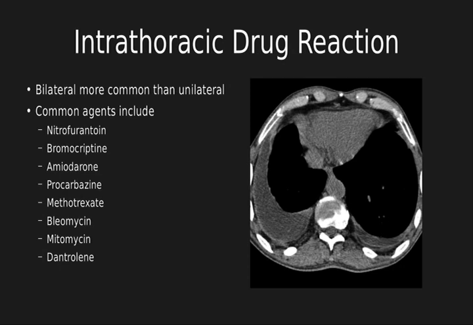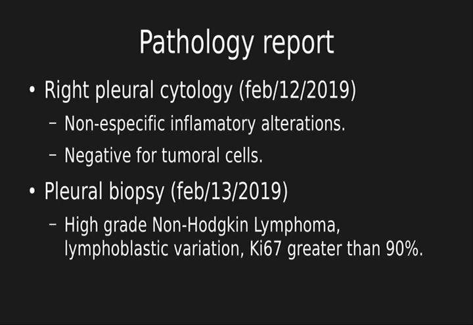In our patient who underwent biopsy, the pleural pathology report says in the right pleural cytology non-specific inflammatory alterations, negative for tumoral cells, but the pleural biopsy said we had a high-grade non-Hodgkin lymphoma, lymphoblastic variant, with great mitosis.